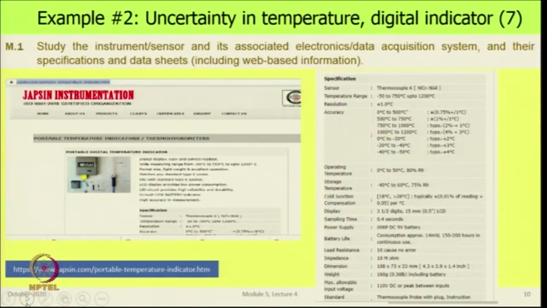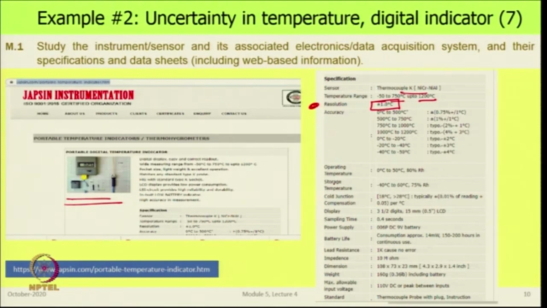There are some instruments where everything is together. Here is one example of that, portable temperature indicators from one particular company. That means there is a sensor and it tells you the temperature and humidity in one shot. It says the sensor is a K type thermocouple, chromel, alumel. It can go in temperature ranges -50 to 750 and even up to 1200 degrees Celsius. Resolution is plus or minus 1 degree Celsius. So, this is one input that you would read if you are looking at uncertainty.